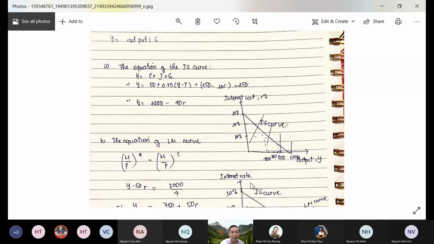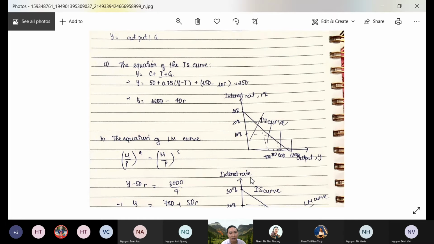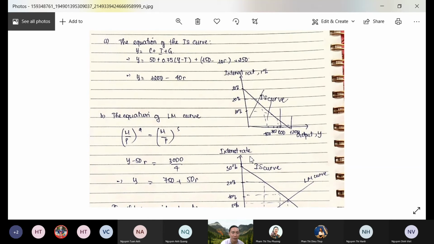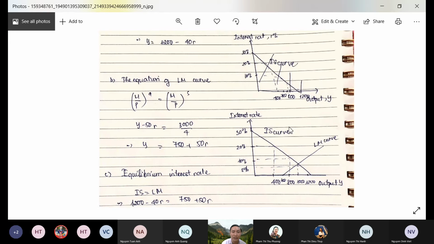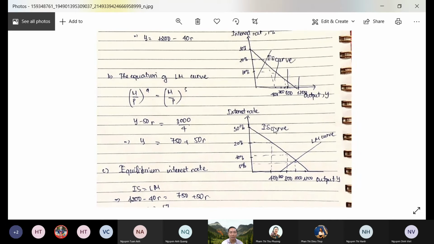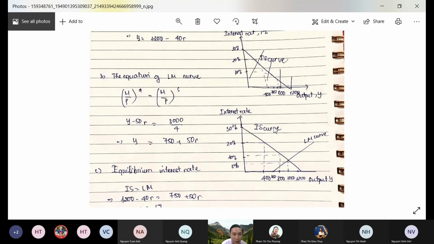Okay. And here are my answers for the exercise. The IS equation is the sum of C, I, G, S. The LM equation: money demand and money supply equal each other. So you get the LM equation. You solve both equations at the same time, so you get the equilibrium interest rate and equilibrium output.